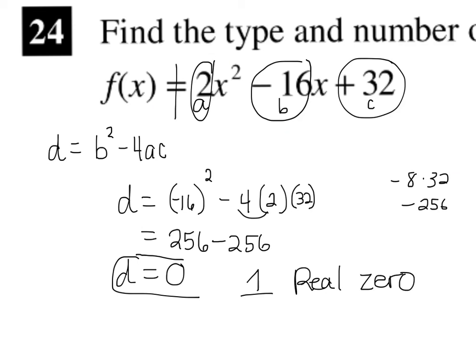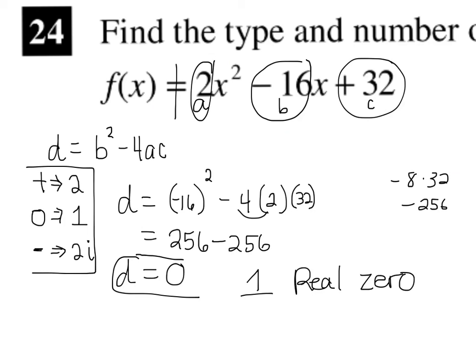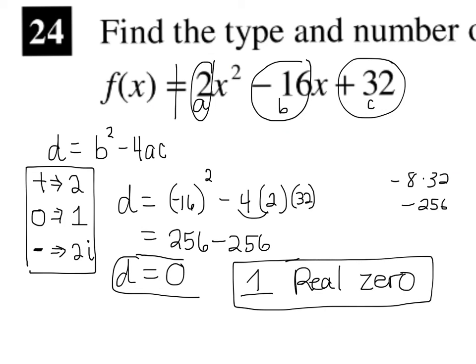If you get a positive number for the discriminant, it means you have 2 real zeros. If you get a 0, it means you have 1 real zero. And if you get a negative number, it means that you have 2 imaginary zeros. So there's a table with that on the back of your 5-6 notes. But when you get 0 for the discriminant, it means you just have the kind of parabola that looks like this.